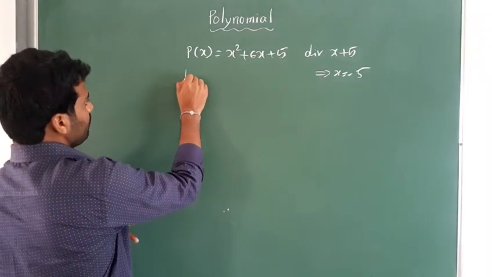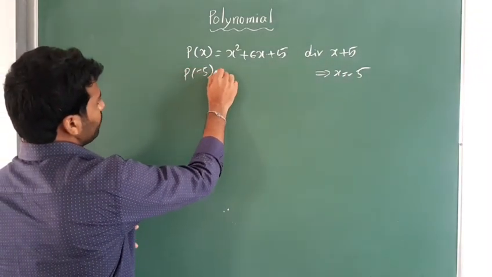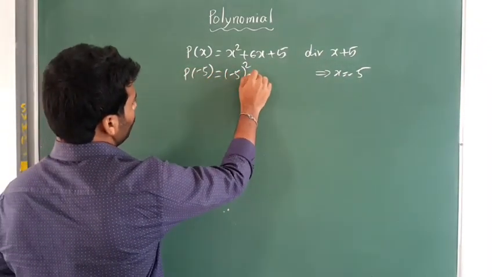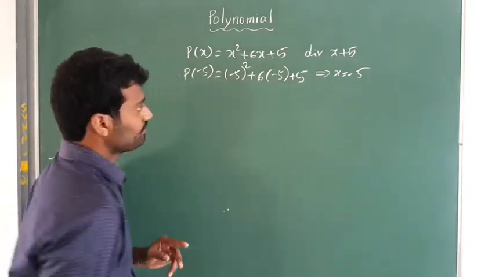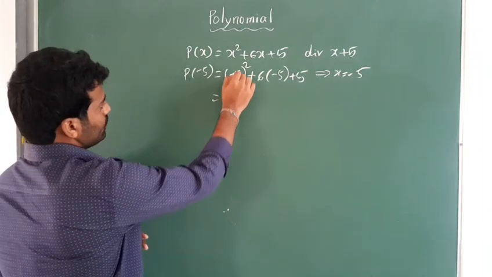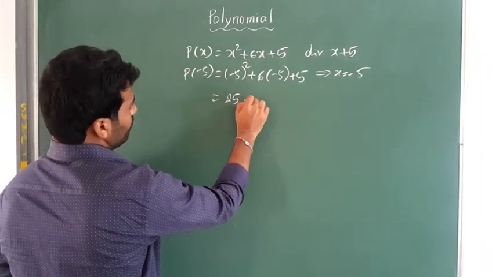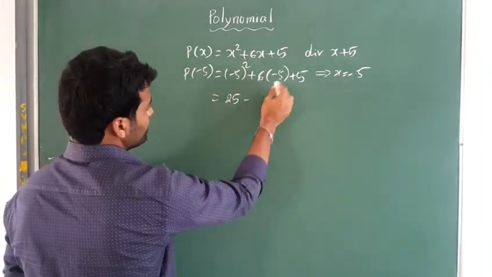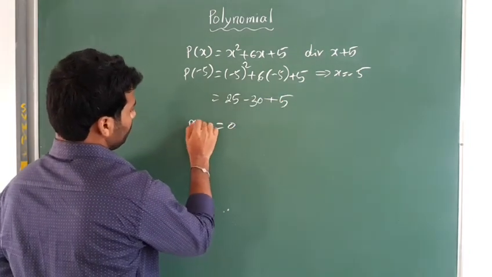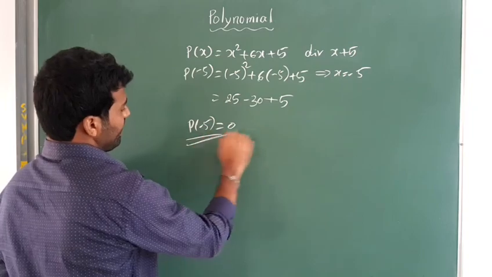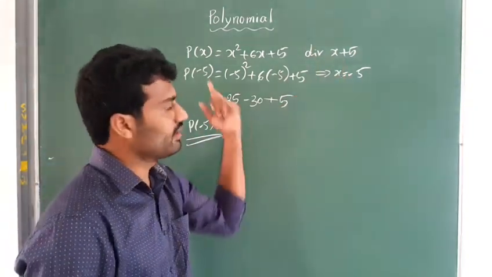Just substitute -5 whole square plus 6 into -5 plus 5. Okay. So -5 whole square is what? 25, plus 6 into minus 5 is minus 30, plus 5. So remainder is 0. Then it's a factor.